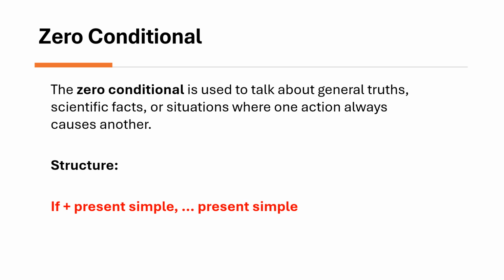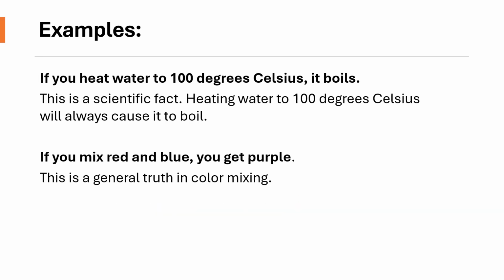Zero conditional sentences. The zero conditional is used to talk about general truths, scientific facts, or situations where one action always causes another. In zero conditional sentences, both the dependent clause and independent clause are written in simple present tense. Examples of zero conditional sentences.